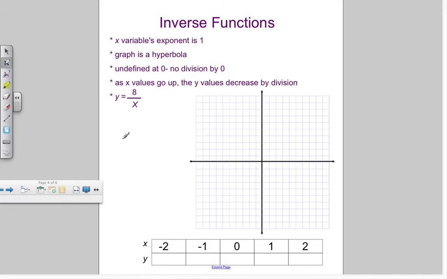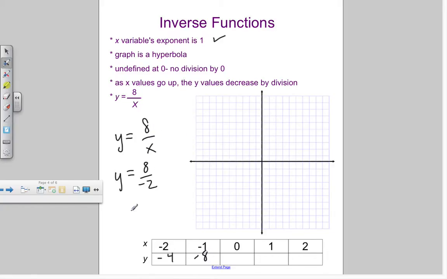So here's the one we're going to graph. y equals 8 over x. This one is an inverse function. All right, it's obvious to see this one. The rest maybe not so much. So if I put a negative 2 in, I get y equals 8 divided by negative 2. 8 divided by negative 2 is negative 4. If I put a negative 1 in, I have 8 divided by negative 1, which is negative 8.